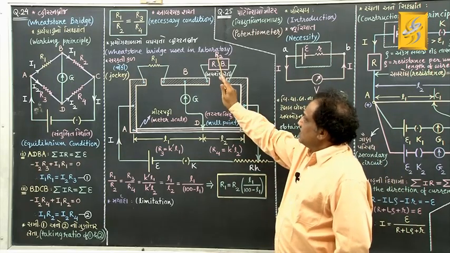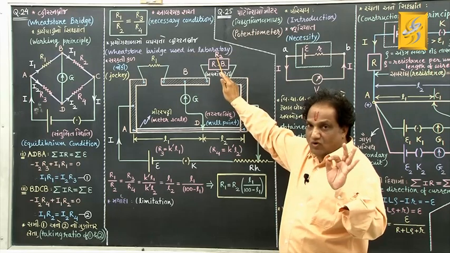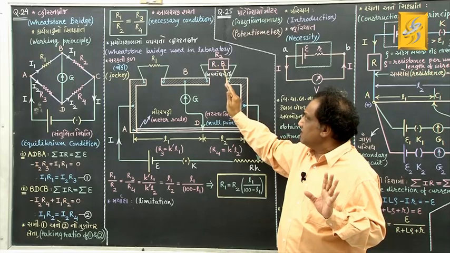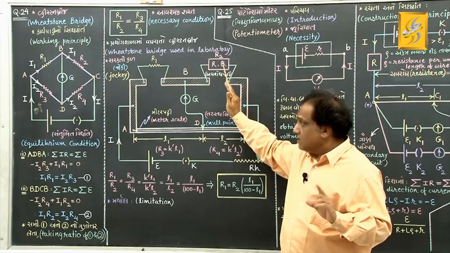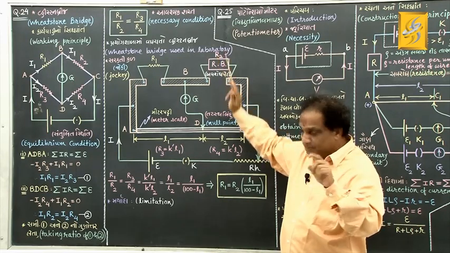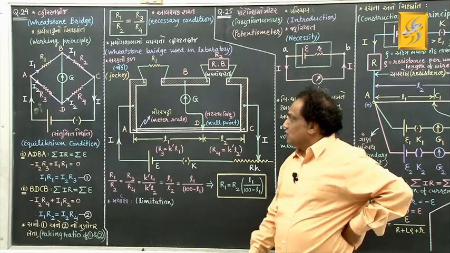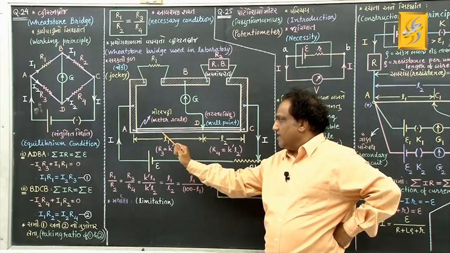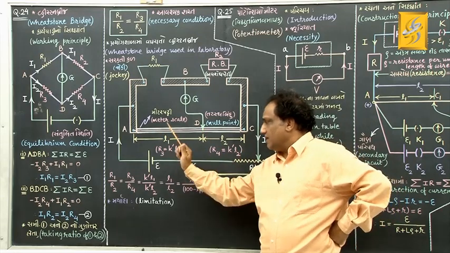First of all, you just select any fixed value of known resistance R2. You can just take out some known resistance in this resistance box. So this R2 is known to you. Then you are supposed to touch this jockey anywhere along the wire.